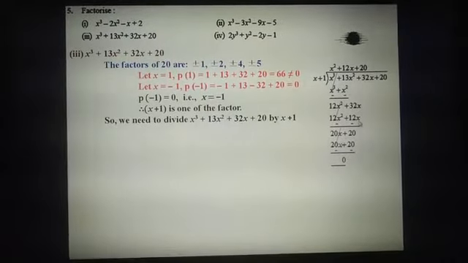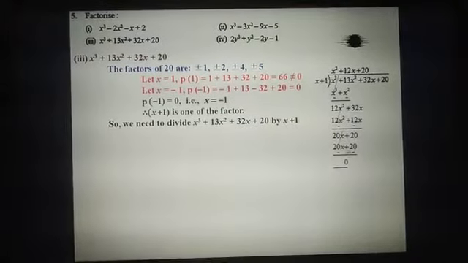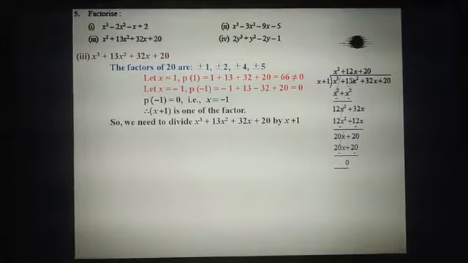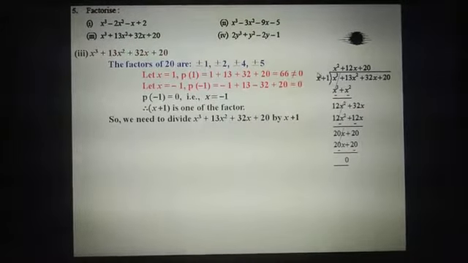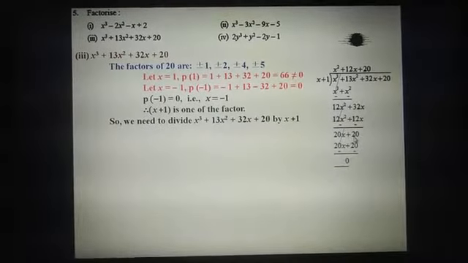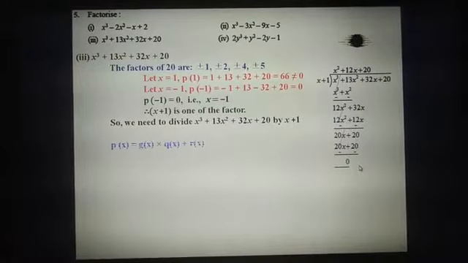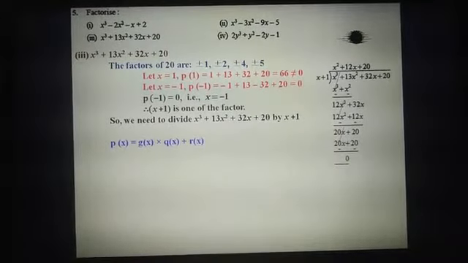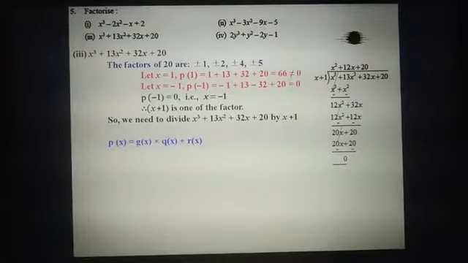32x minus 12x is equal to 20x. At last we have plus 20. So 20x by x will get 20. So 20 into x, 20x. 20 into 1, 20. So change the sign. This will get cancelled. 20 minus 20, you will get 0. So we know that p of x equal to g of x into q of x plus r of x.